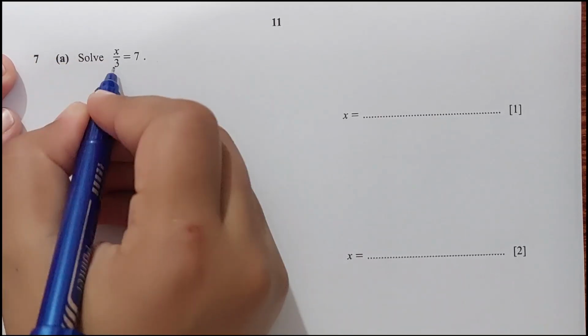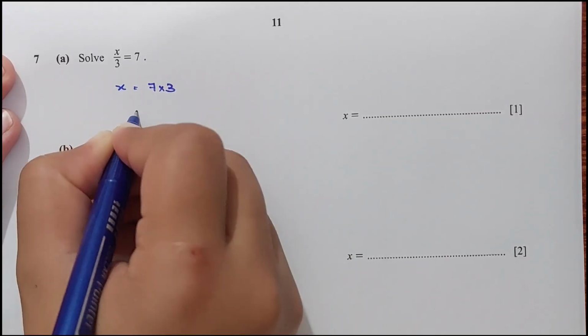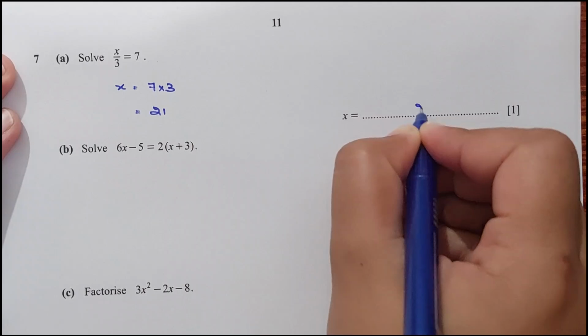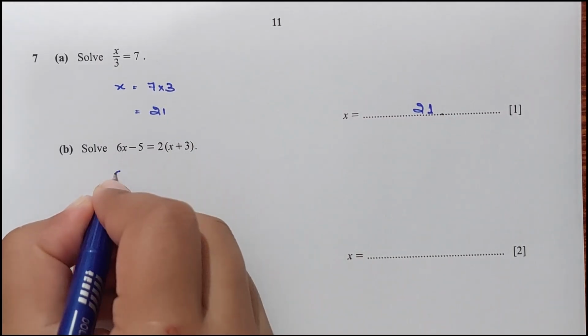Question number 7, part A, we have to solve this. So x is going to be 7 times 3 by cross multiplication, which is 21. So x is 21, right? Now the next equation we have to solve.